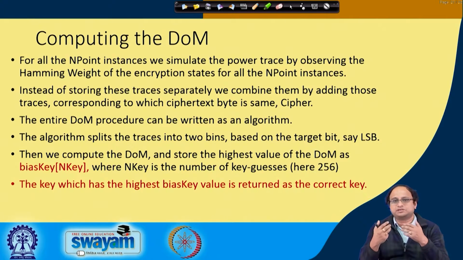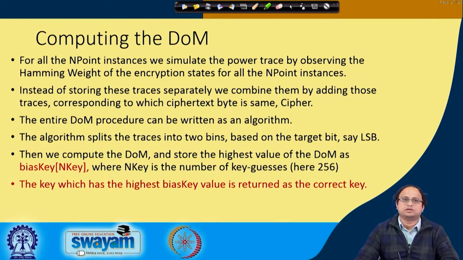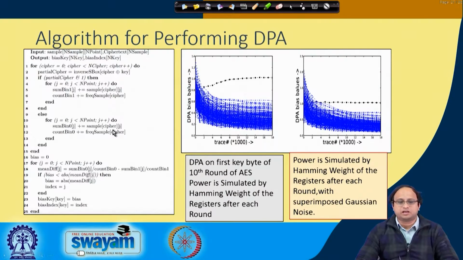As we have discussed previously, if you have a correct key guess, then there should be some time instance when you get a non-negligible value for the difference of mean. And if you get a negligible value of difference of mean at all instances, then it is quite likely that it is not your candidate key. Therefore, the key which has the highest bias key value should be returned as a possible candidate key.